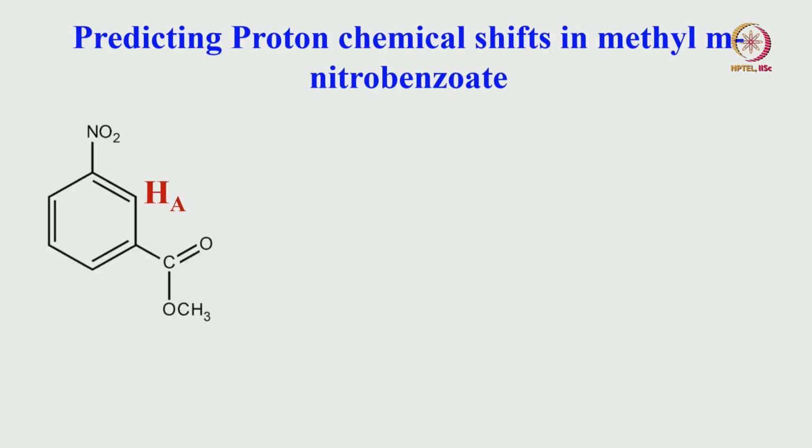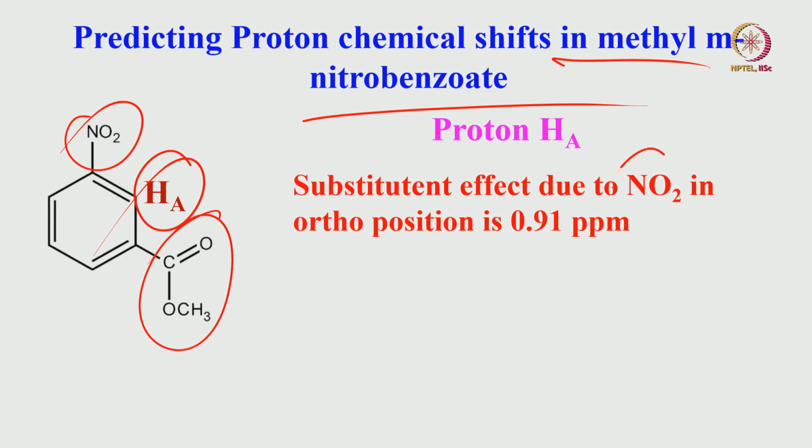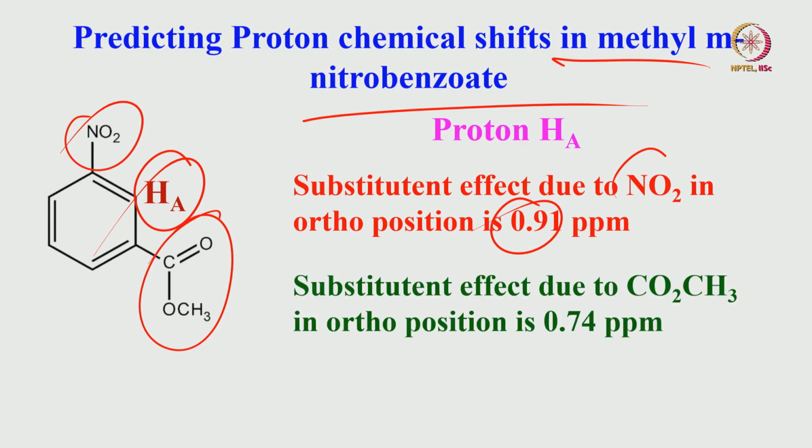I will take this one. This is a real molecule. We have to analyze the spectrum of this. This is methyl meta-nitrobenzoate. I look at proton HA. Remember, this has one NO2 group in the ortho position, one C double bond O OCH3 group in the other ortho position. So take the base value of 7.28, and for NO2 I know it is 0.91 for the ortho position from the previous example, and for this CO2CH3, if you go to the table which I showed you, this is 0.74.